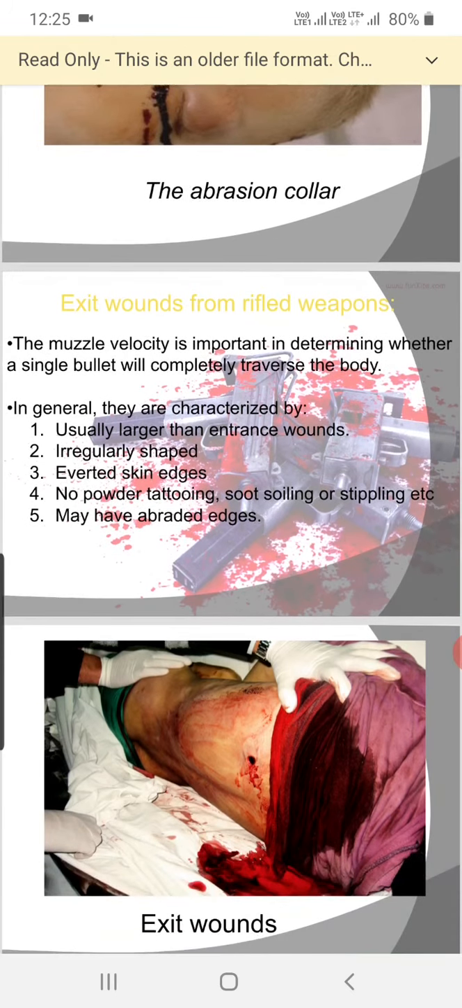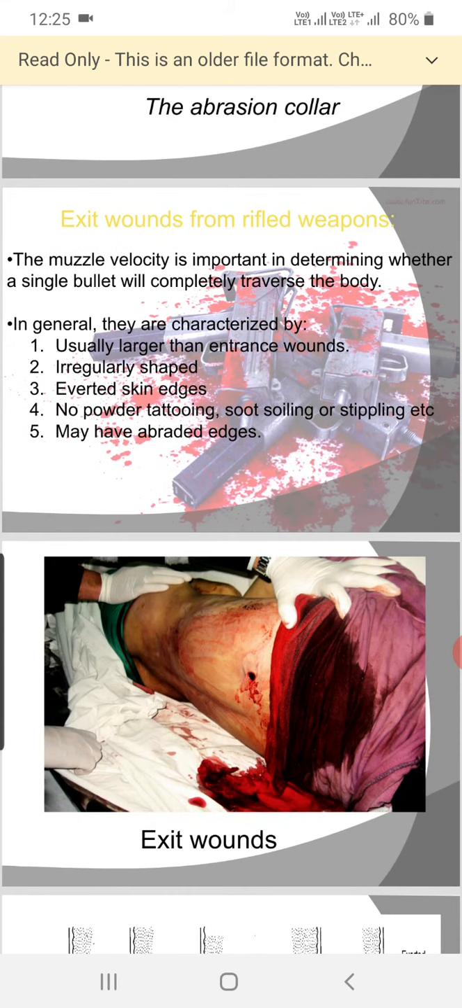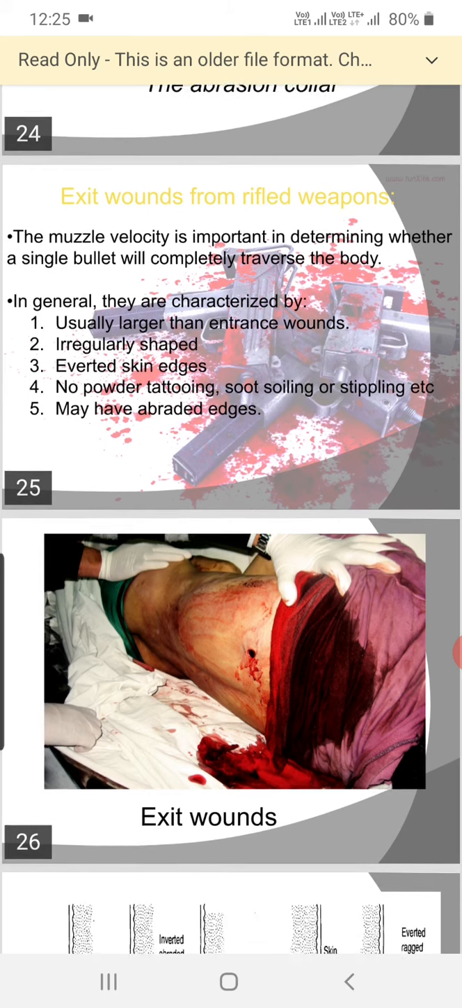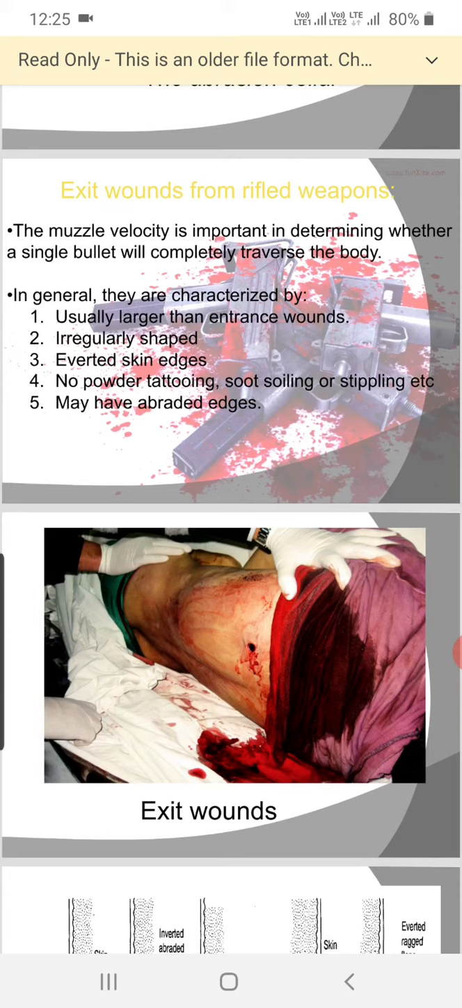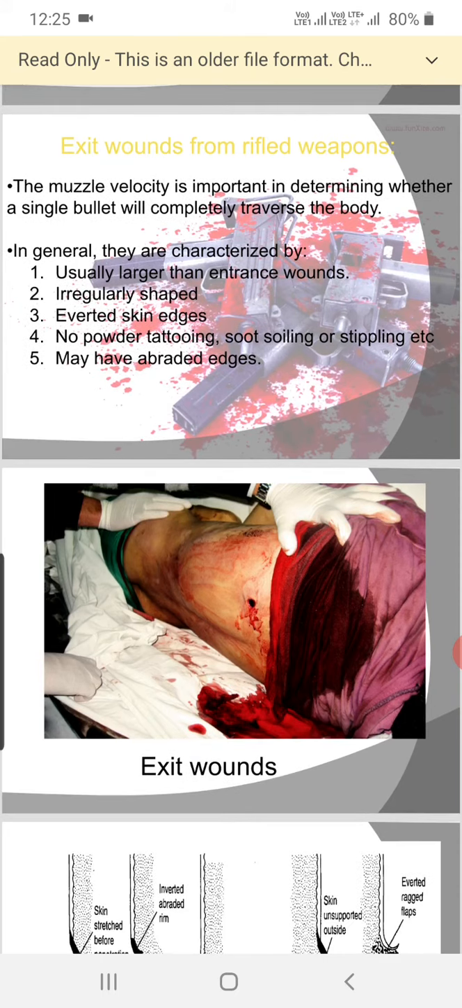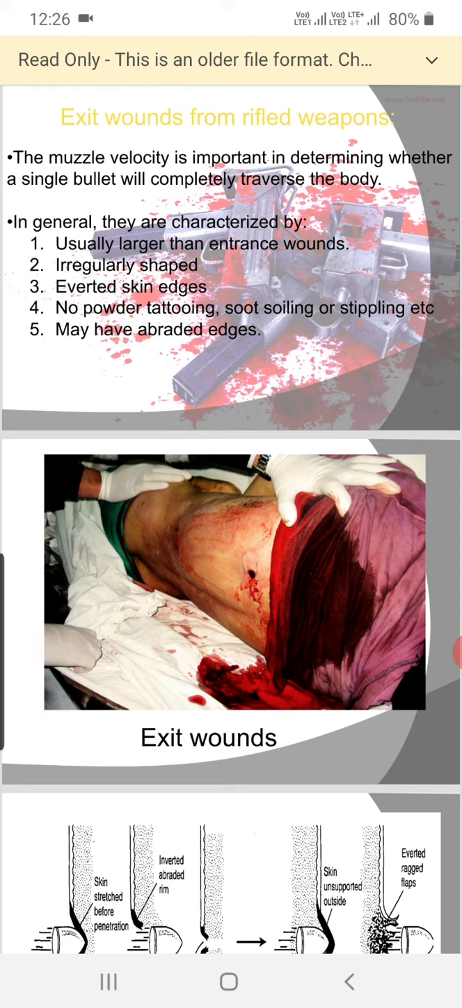Now the exit wound of a rifle weapon. The muzzle velocity is important in determining whether a single bullet will completely traverse the body or not. In general, exit wounds are usually larger than the entrance wound. Compared to the bullet, entrance wounds are of a smaller size, and exit wounds are of a larger size as compared to the entrance wound. They are irregularly shaped, and there will be eversion of the skin edges, whereas in the case of an entrance wound there is inversion of the skin edges. No powder tattooing, sooting, soiling or stippling is present in an exit wound, or it may have abraded edges.